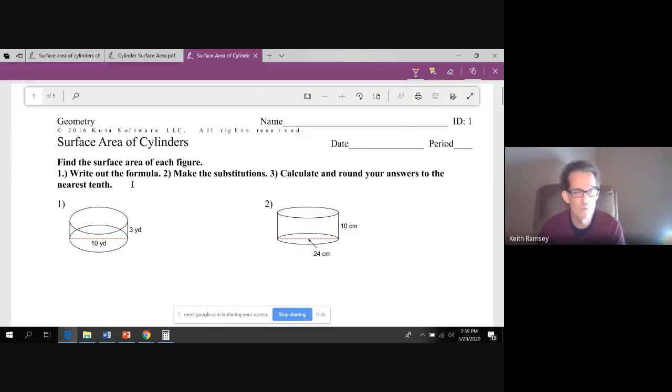Okay, so for number 1 and 2, it looks like they're trying to fool you by giving you the diameter. You want the radius for your formula, so half of the diameter for number 1 would be 5. Half the diameter for number 2 is going to be 12. So use your formula, try to figure out the surface area for number 1 and number 2, and if you need help, let me know.